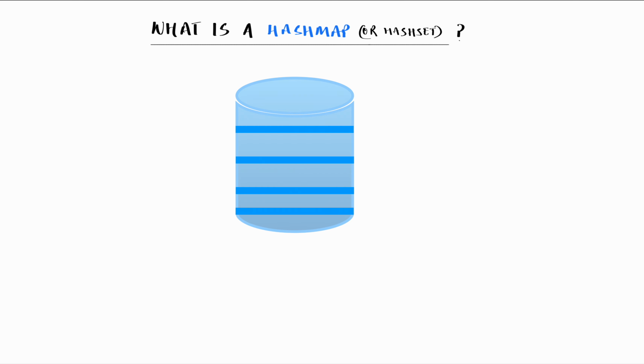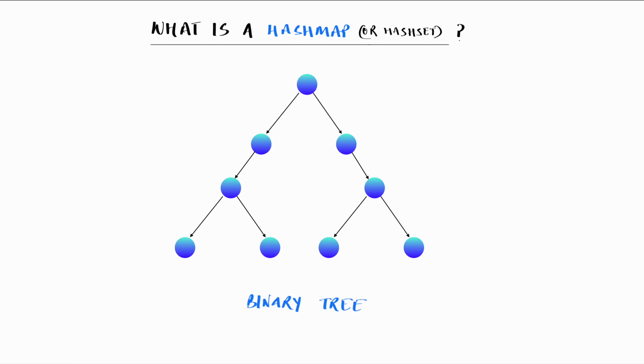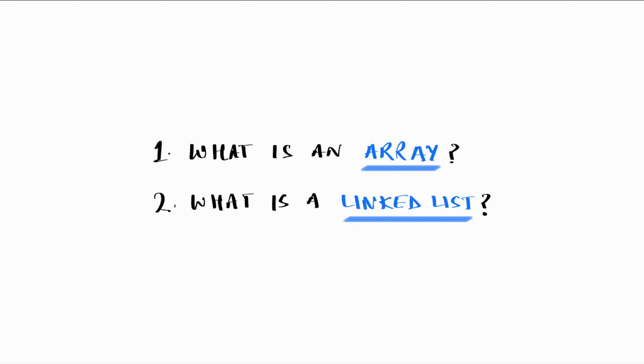There are many data structures we know of like array lists, stacks, queues, binary trees, and graphs. Those are mainly derived from either an array or a linked list. So we should first clear our understanding of both an array and a linked list. Starting with, what is an array?